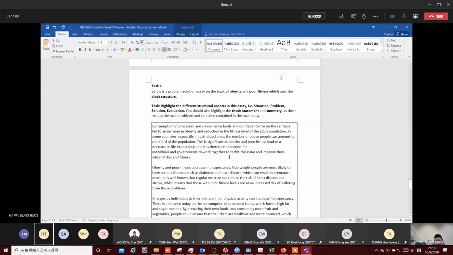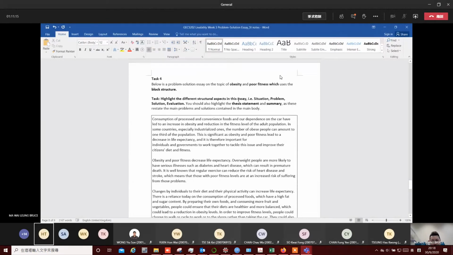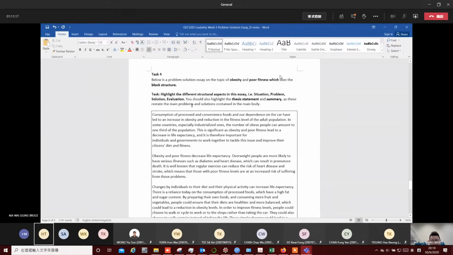Now I want to go to another sample essay. Below is also a problem solution essay about obesity and poor fitness. We use the broad structure. This time I want you to do a text analysis. Number one, look at the introduction. Identify if there's a situation. Identify the purpose, I mean the significance, why this is important. Identify the problem. Identify the solution. Identify the thesis statement.